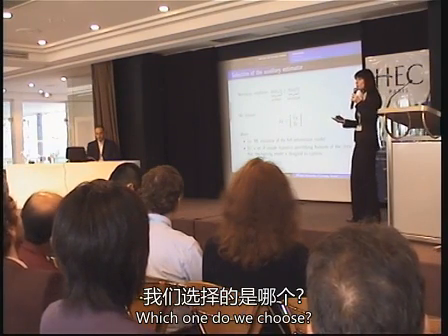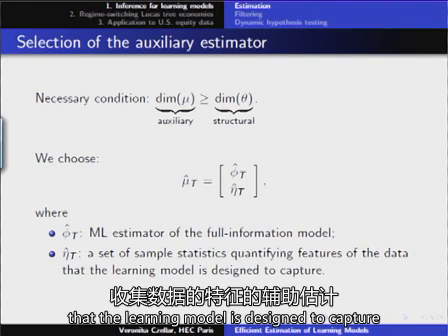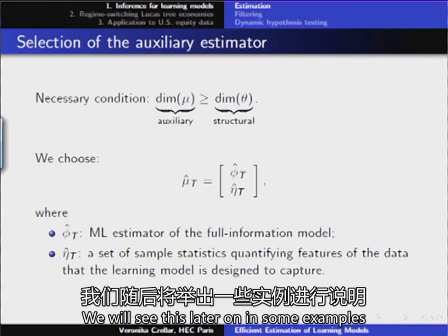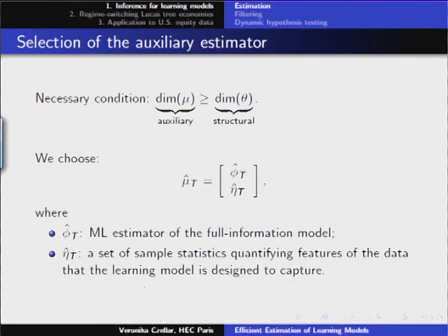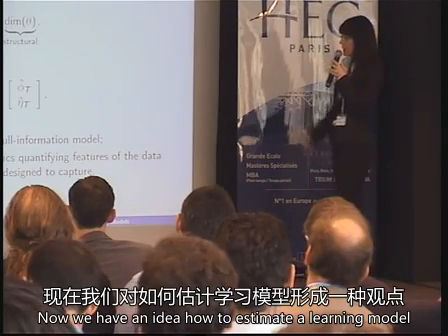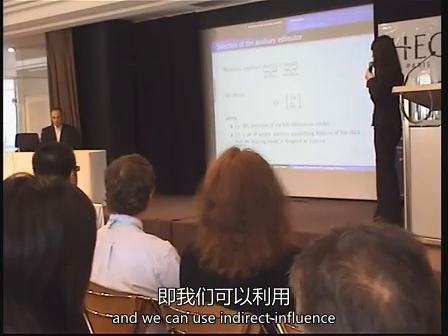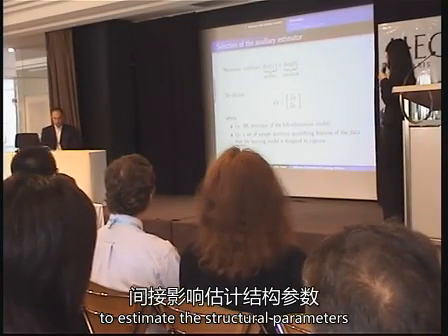Which ones do we choose? Those that quantify the features of the data that the learning model is designed to capture. We will see later on in some examples. Now you have an idea how to estimate a learning model. We can use indirect inference to estimate the structural parameter.